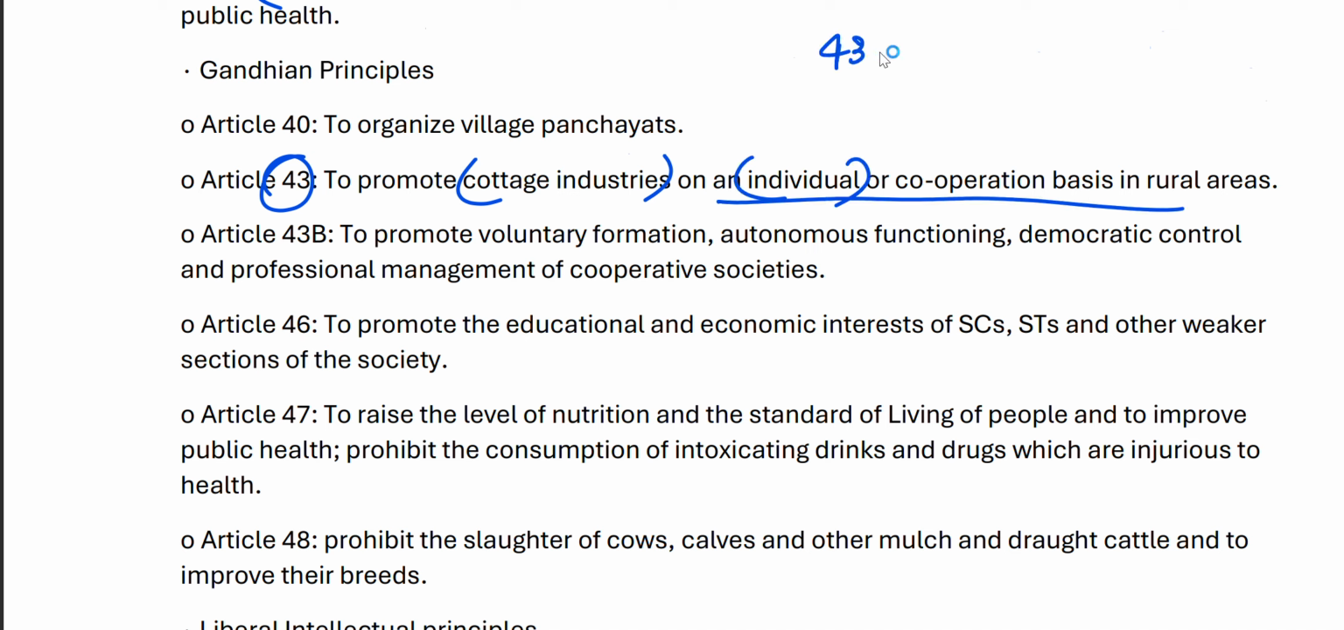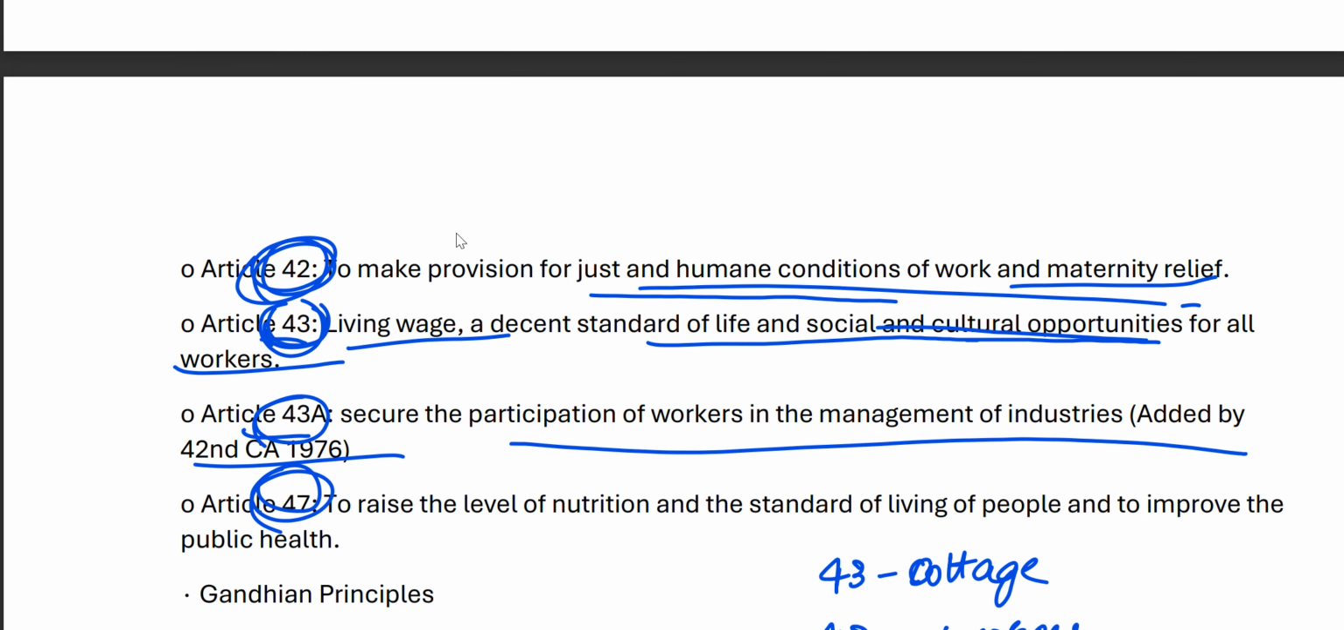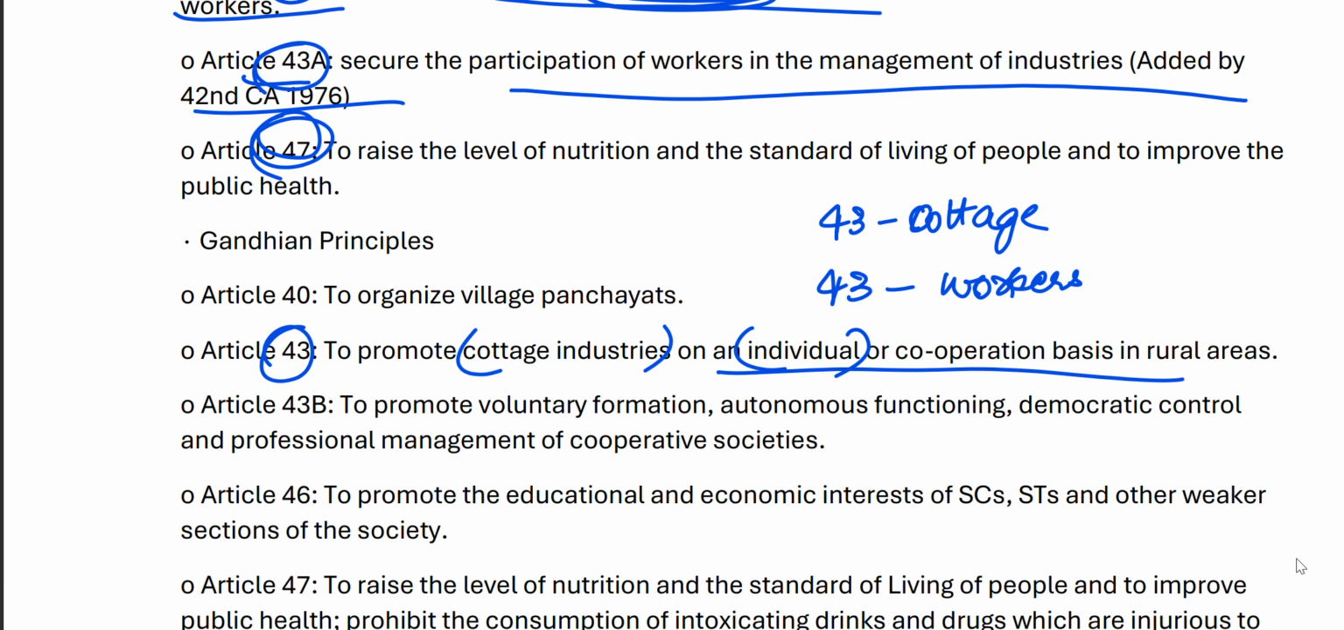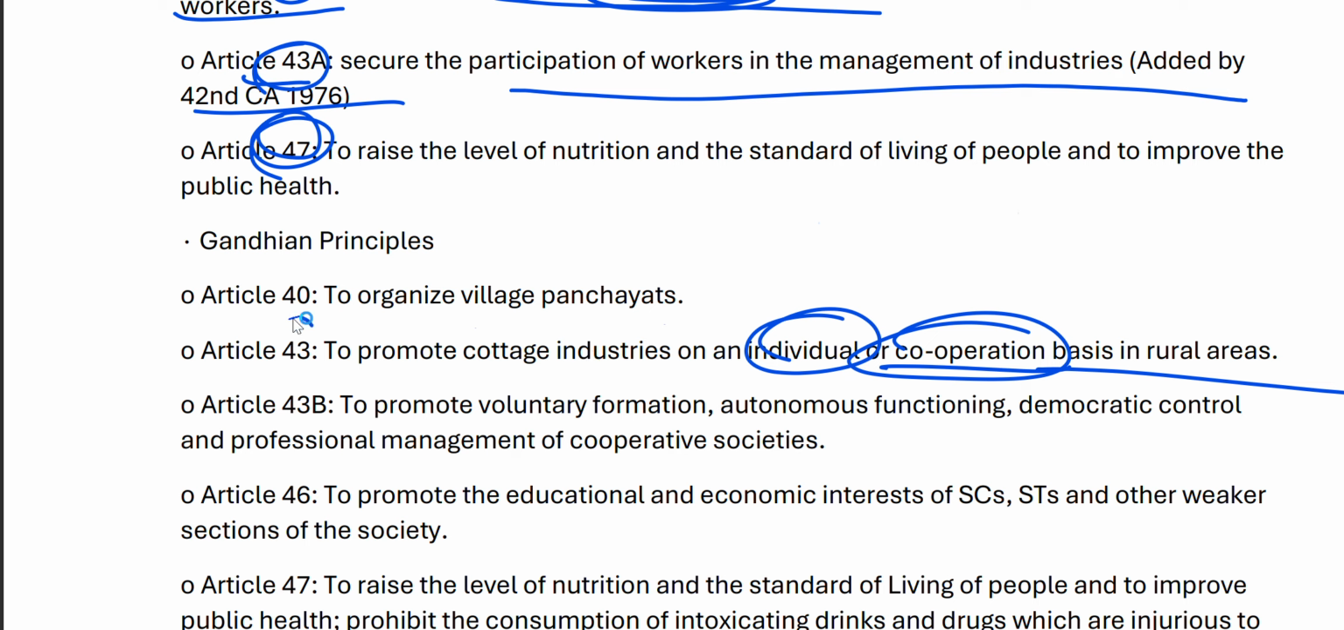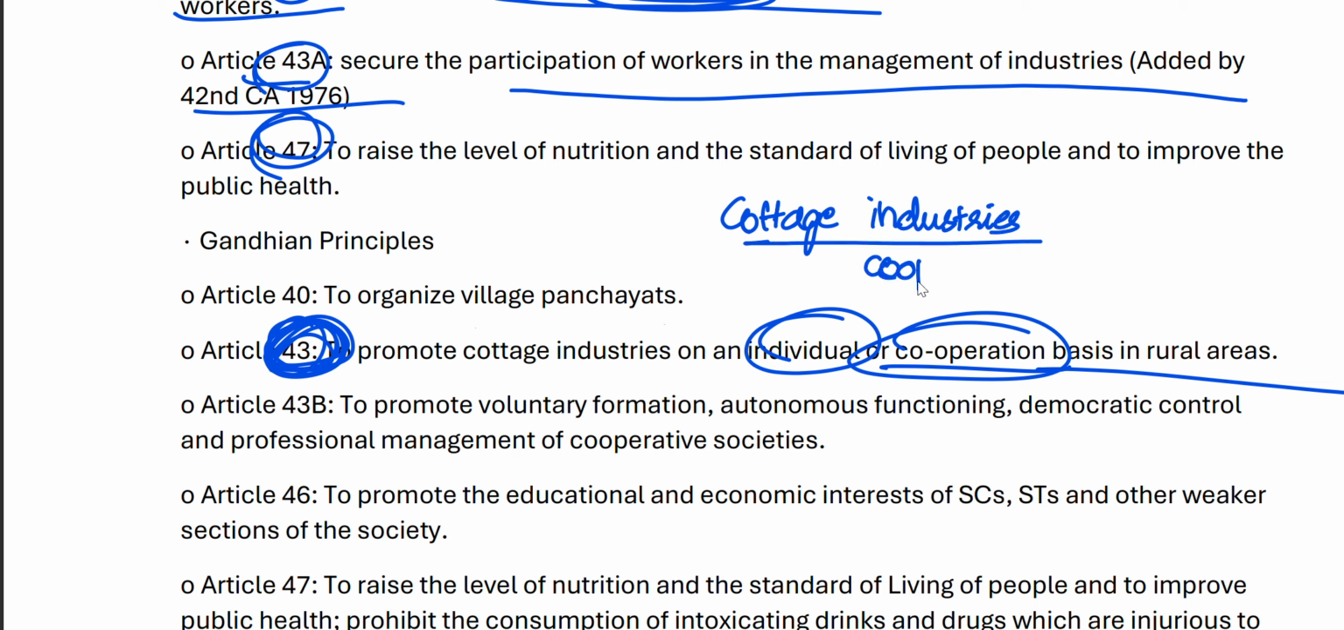So 43 is also related to cottage industries, and again 43 is related to just and good conditions for the workers, right? Here we have a decent wage, the standard of living of the workers, and 43A is related to the participation of the workers in the management of industries. Promote the cottage industries on an individual or cooperative basis in rural areas. Cooperatives are mentioned over here. So we can say that 43 again is cottage industries.